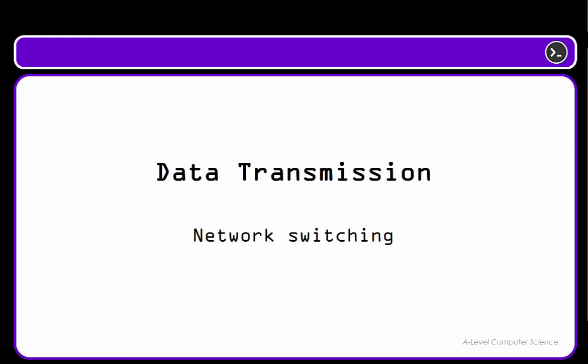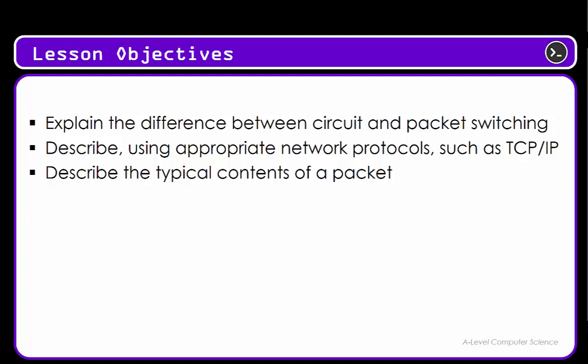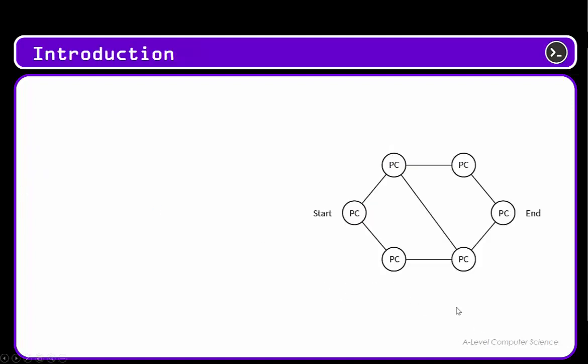Data transmission. In this lesson, we're going to be looking at network switching. To start, if we look at our lesson objectives, the key thing here is for us to be able to explain the difference between circuit and packet switching, and describe an appropriate network protocol such as TCP/IP and the contents of a packet on that network.